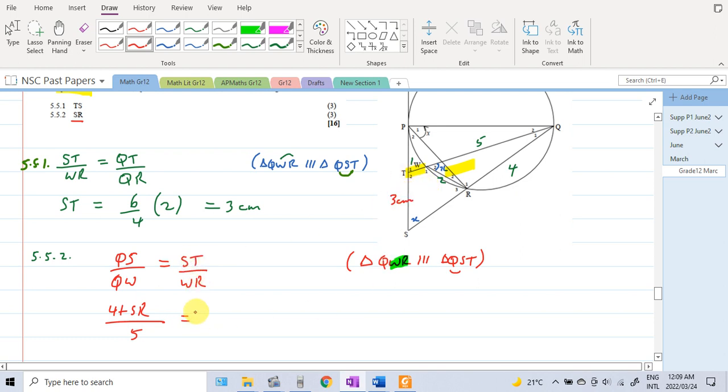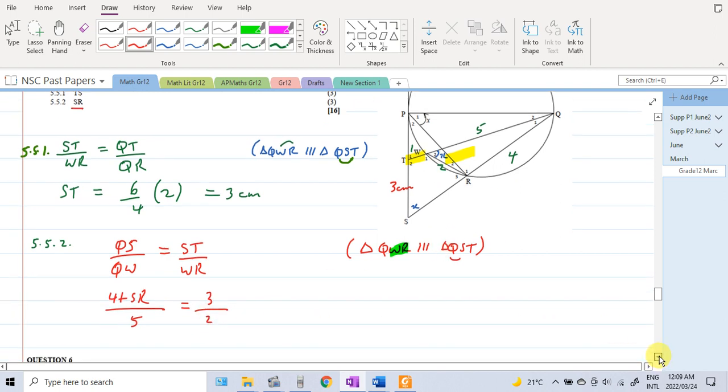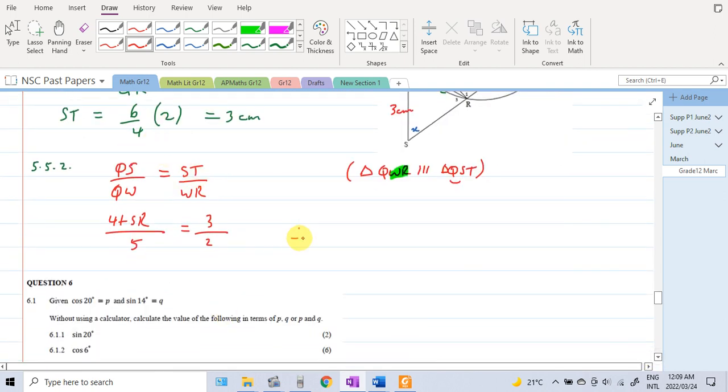Right, so if we cross multiply and subtract 4, you should get the answer. Therefore SR is equal to 3 over 2 times 5 minus the 4. That should give you 15 over 2 minus 4. So let's just say 15 over 2. Just put it in the calculator, 1.5 times 5 minus the 4.